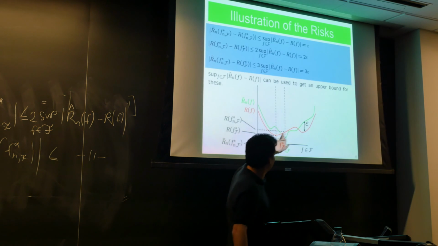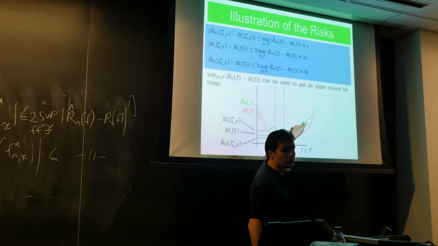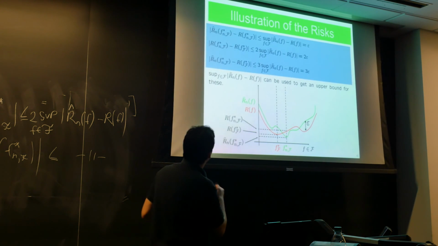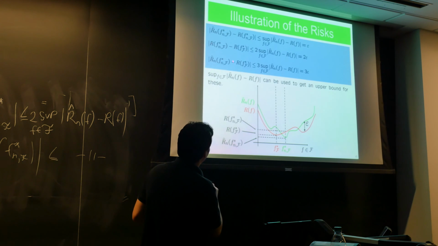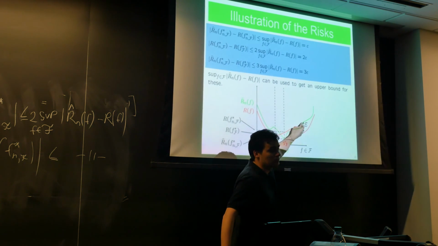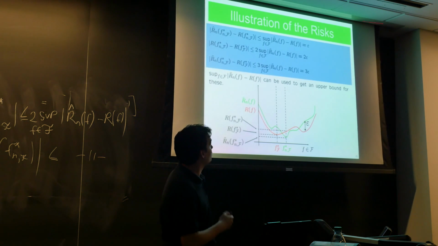Again, so this is the true risk. This is the empirical risk. Epsilon is the biggest deviation between the true risk and the empirical risk pointwise for each function f. If I want to bound the estimation error, say this quantity here, then the theorem says that the estimation error can be bounded with 2 epsilon. And the epsilon, we don't have. No. So this is where we are.